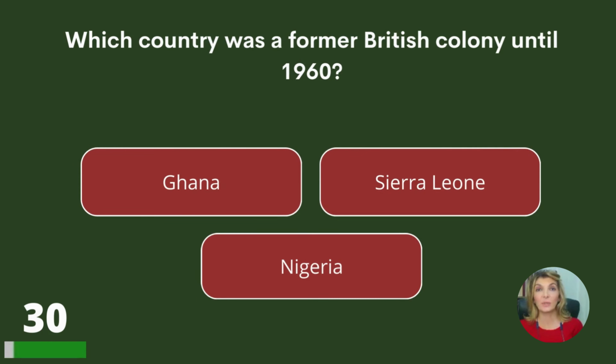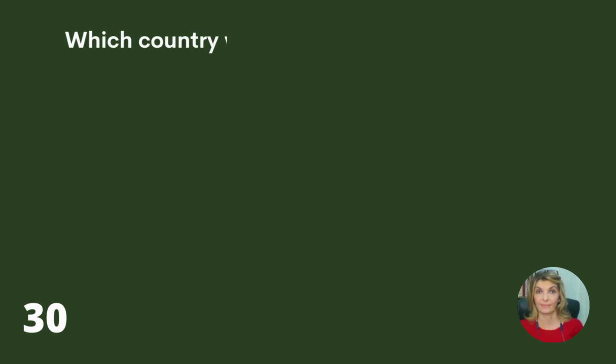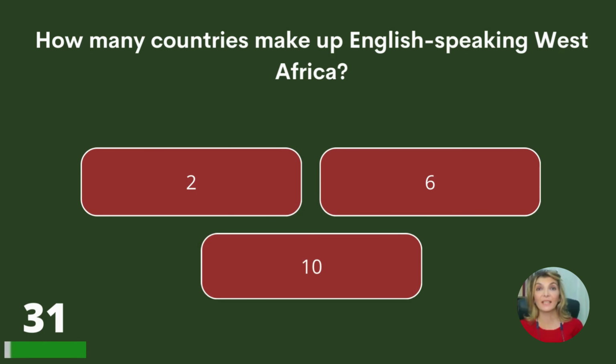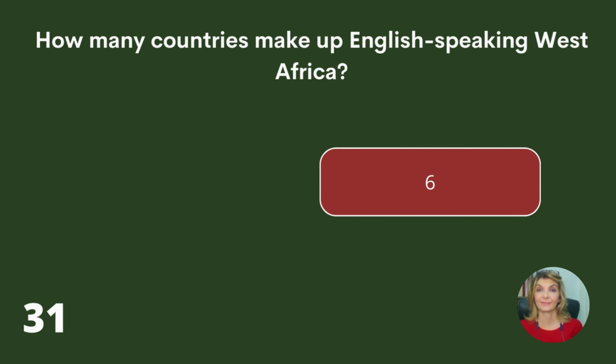Which country was a former British colony until 1960? Ghana, Sierra Leone, or Nigeria? Nigeria. How many countries make up English-speaking West Africa? 2, 6, or 10? 6.